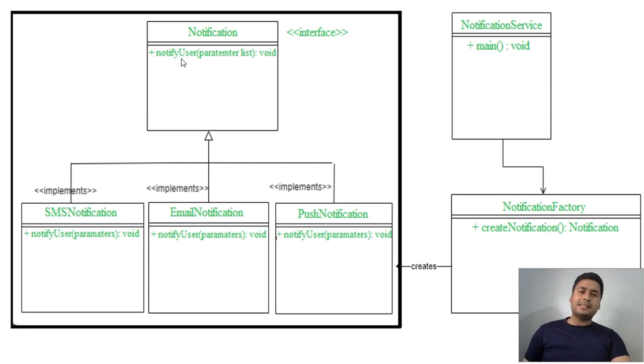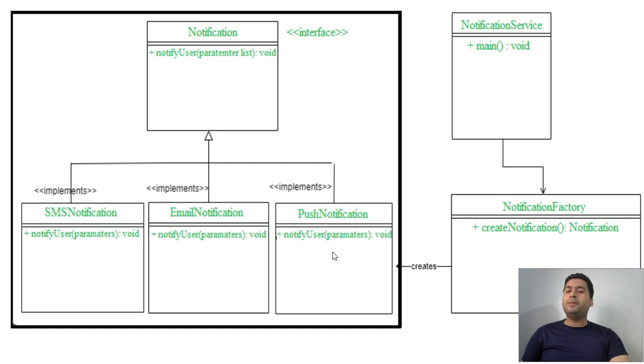Inside this we have one method called notify user, which takes a parameter list: whatever users and whatever message we need to send, you can pass here, and it will send those notifications. But this notification is an interface or abstract class, so we can't create an object for it. So we provide implementation classes like SMS notification, email notification, and push notification. The notification is implemented by these three classes.